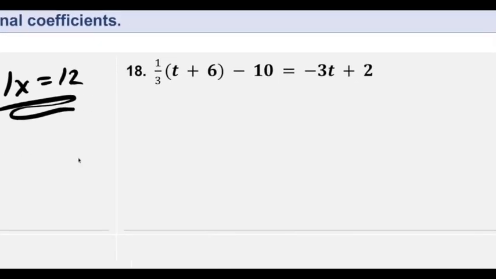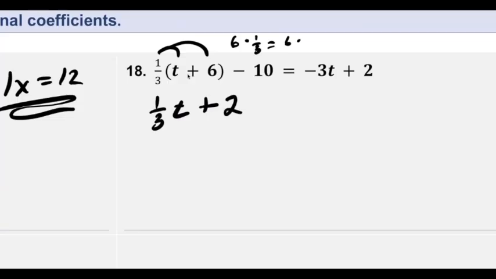So in this case, let's simplify first. Oh, this one might be ugly. Let's distribute 1/3 t plus 6 times 1/3 is 2. 6 divided by 3, essentially. That's what that is. 6 times 1/3, sending us 6 over 3, which is 2. We have minus 10 still, equals negative 3t plus 2.